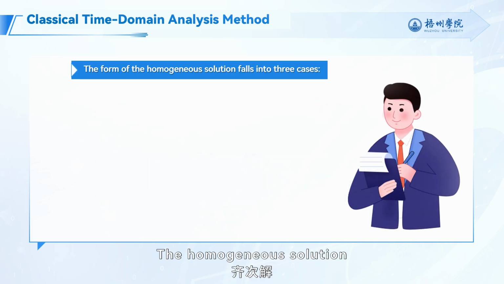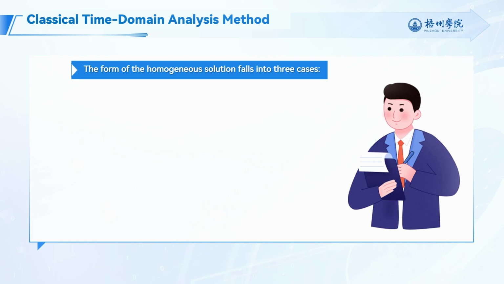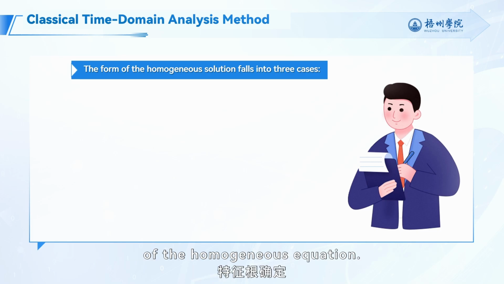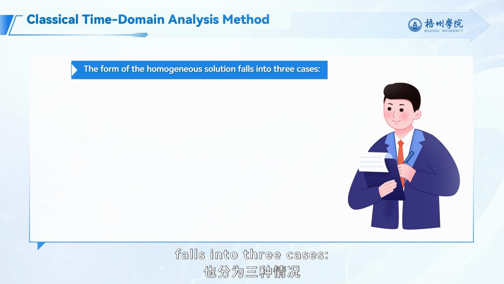The homogeneous solution is the solution of the homogeneous difference equation, and its form is determined by the characteristic roots of the homogeneous equation. The form of the homogeneous solution falls into three cases.